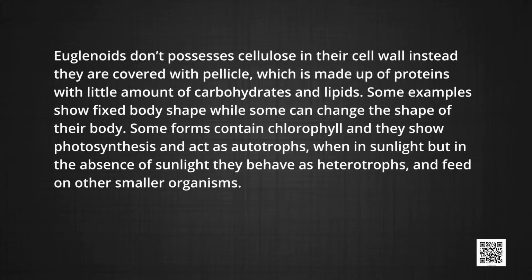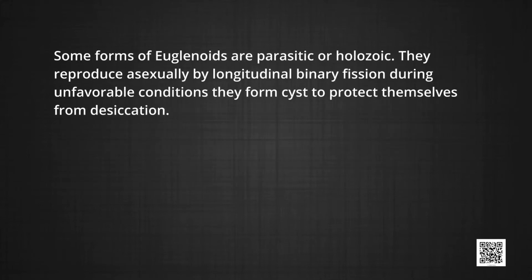Some examples show a fixed body shape, while some can change the shape of their body. Some forms contain chlorophyll and show photosynthesis and act as autotrophs when in sunlight, but in the absence of sunlight, they behave as heterotrophs and feed on other smaller organisms. Some forms of euglenoids are parasitic or holozoic. They reproduce asexually by longitudinal binary fission during unfavorable conditions. They form cysts to protect themselves from desiccation.